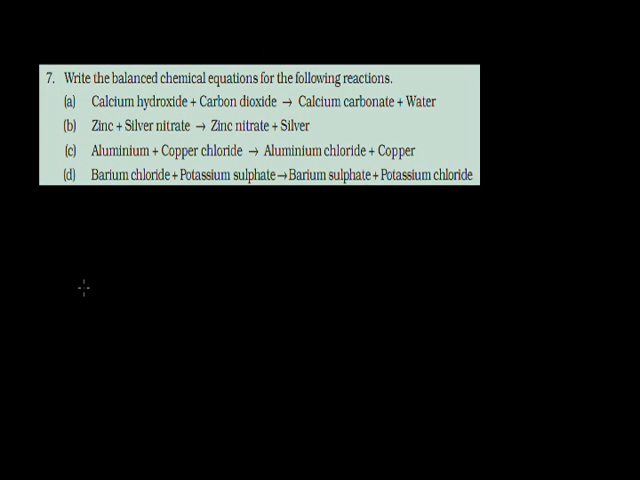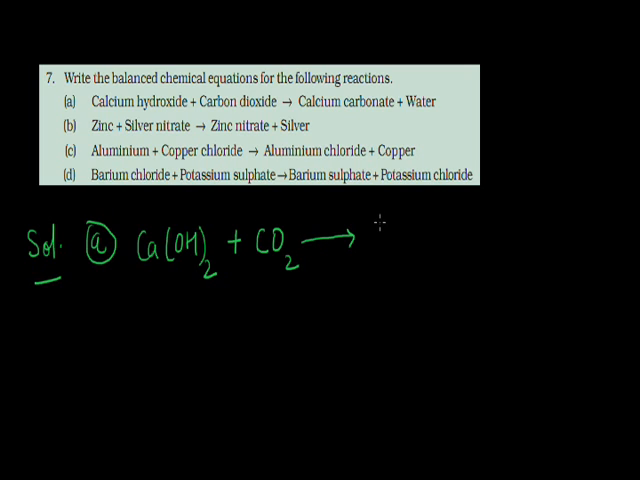The next question: we have to write balanced chemical equations for the following reactions. Solution: we have calcium hydroxide, Ca(OH)2, reacts with carbon dioxide, that is CO2, to form calcium carbonate, CaCO3, and water, that is H2O.